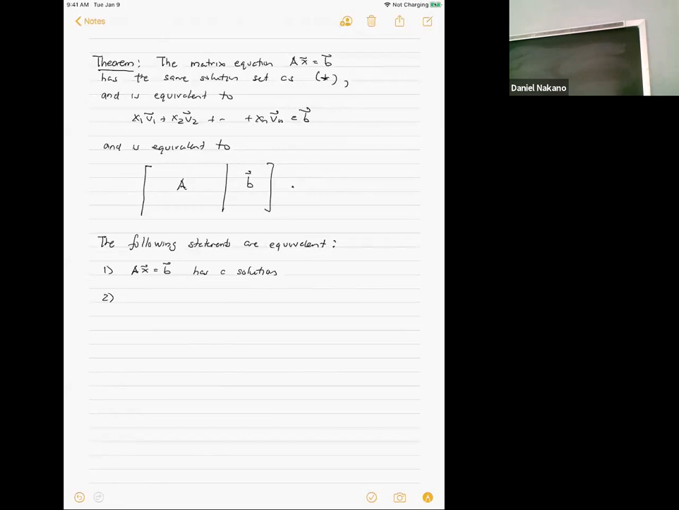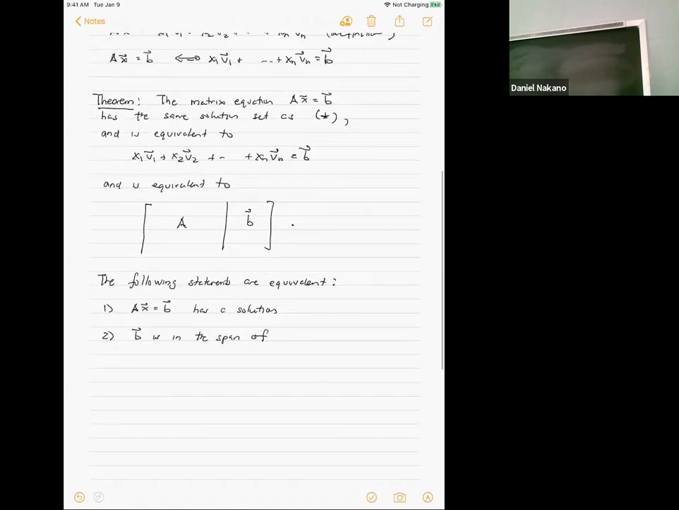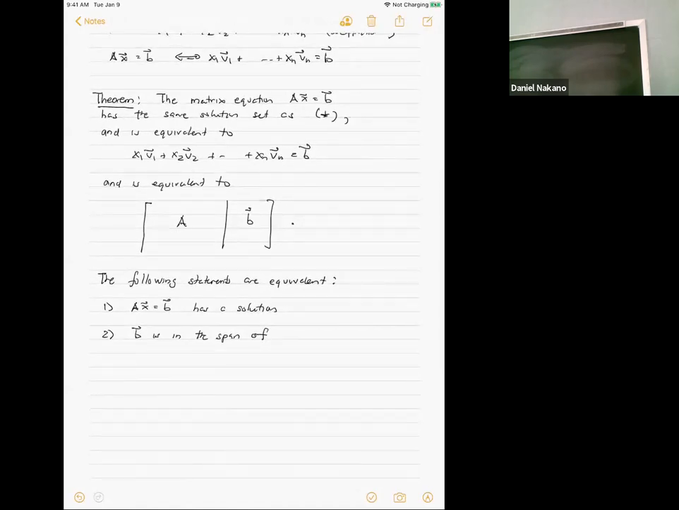2, b is in the span of, okay, now you fill in the blank. So Ax equals b has a solution if and only if b is in the span of what? Just look at the theorem. So what does it have to be in the span of?